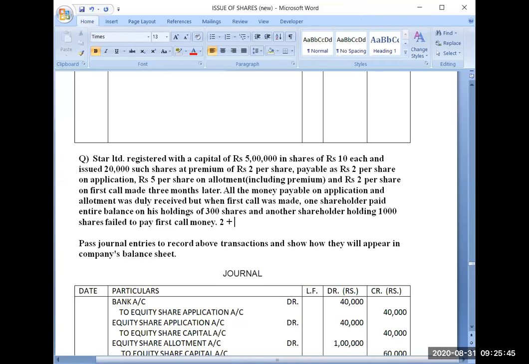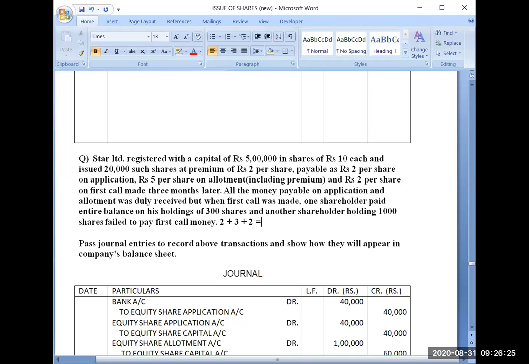Allotment money is how much for capital part? It is total 5, but out of that 5 rupees 2 is premium. So capital part is only 3. Fine. Now, how much is first call? First call is rupees 2 again.